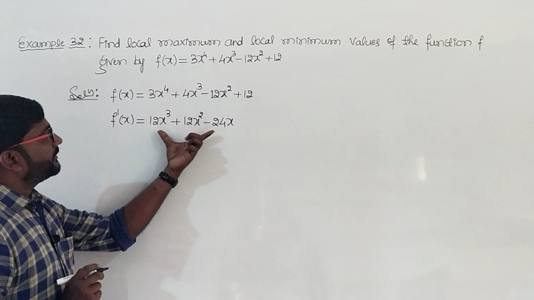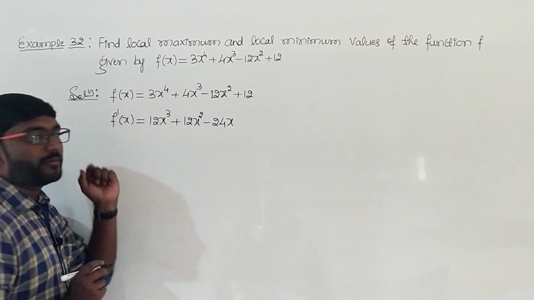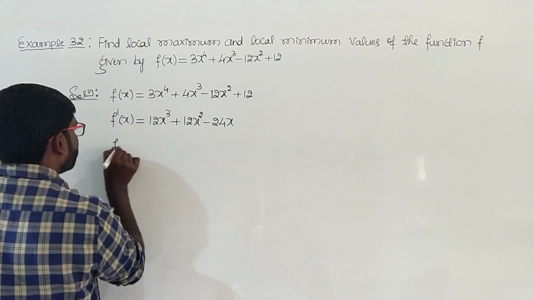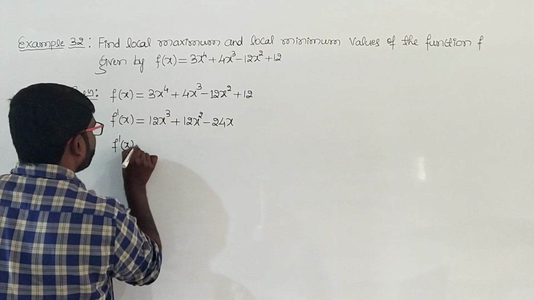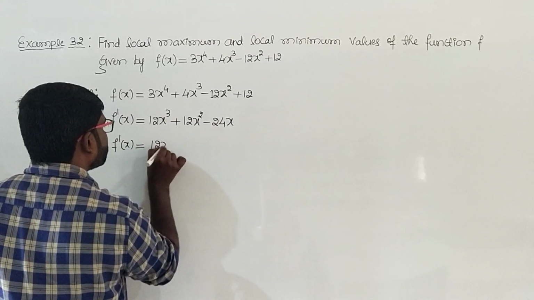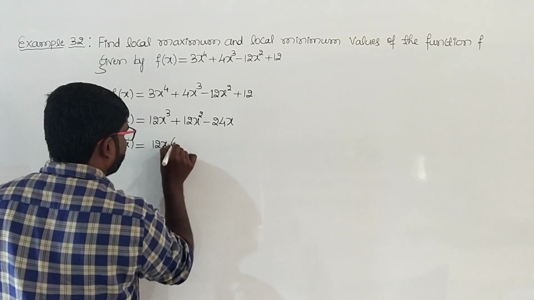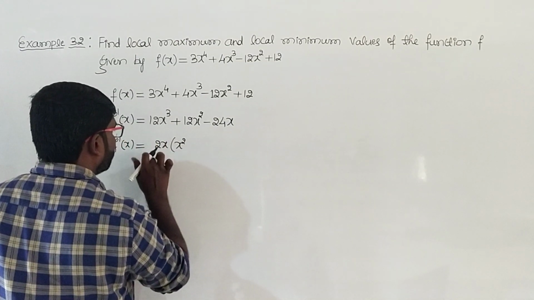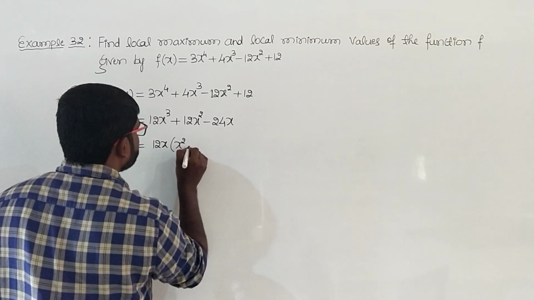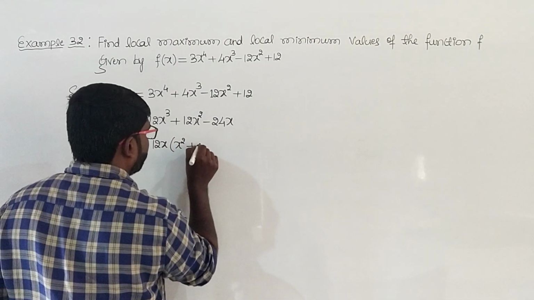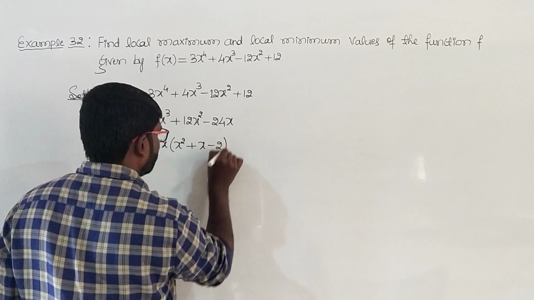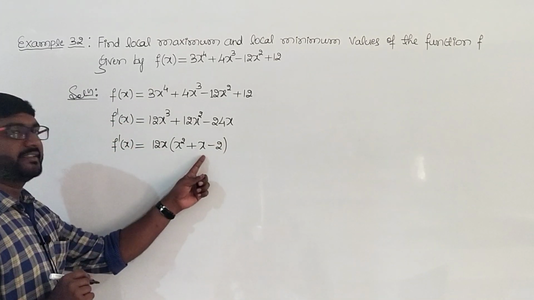So now take 12x common in all the three terms. F dash of x, which is equals to, I'll be taking 12x common. So what do we have now inside the bracket? We get x square plus x minus 2. So x square plus x minus 2.